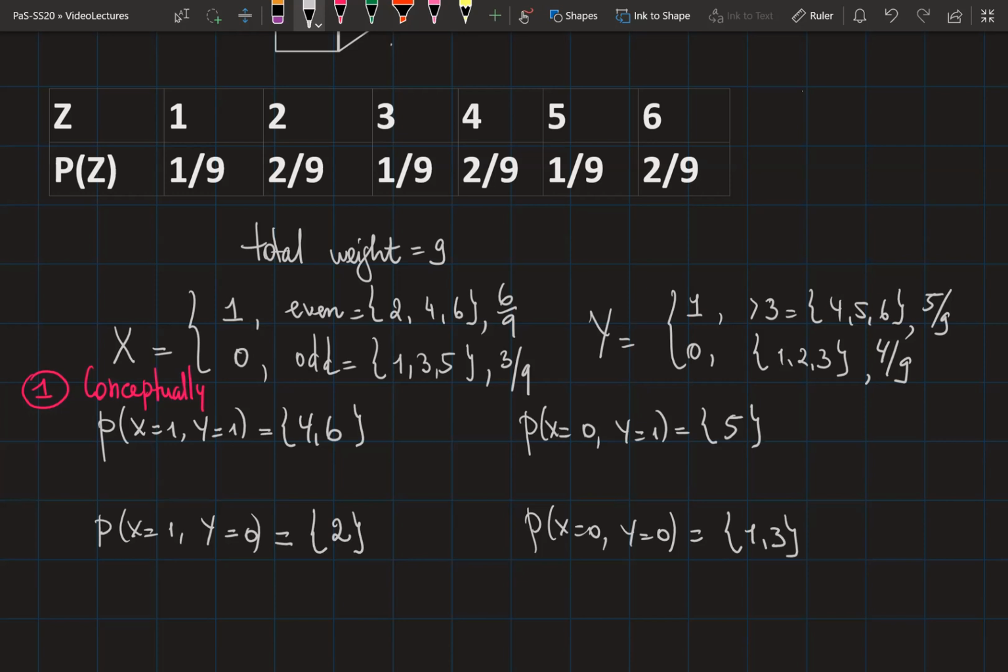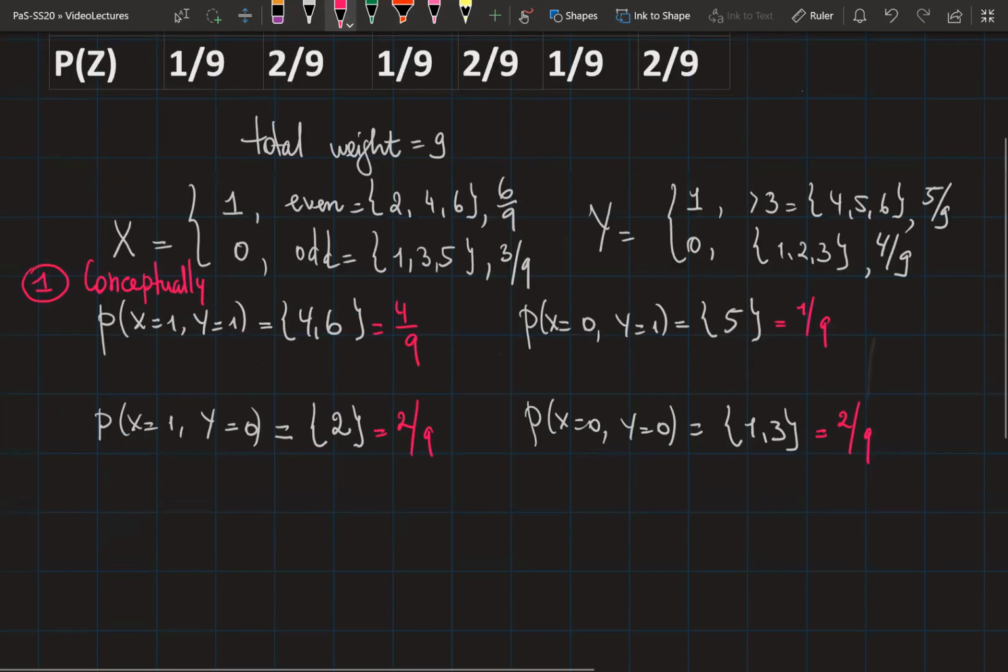So we can find the probabilities of this output using, again, the first table. Getting 4 or 6 is going to be equal to 4 over 9. Getting 5 is going to be equal to 1 over 9. Getting 2 is equal to 2 over 9, and getting 1 or 3 is equal to 2 over 9. So the sum of all of these probabilities is equal to 1. So it means that our table, the joint probability distribution table, is correct.